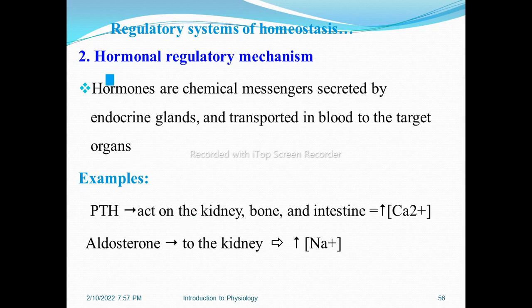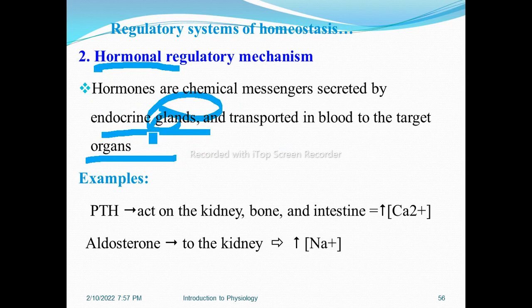The other is hormonal regulation, this is endocrine. Hormones are chemical messengers that are secreted by endocrine glands and transported in the blood to the target organs. There are pure endocrine glands, like the pituitary gland, pineal gland, thyroid gland, parathyroid gland, and adrenal gland. But there are other glands which are mixed, like the hypothalamus, pancreas, and thymus. An example of hormonal control is parathyroid hormone, which acts on the kidney, bone, and intestine.